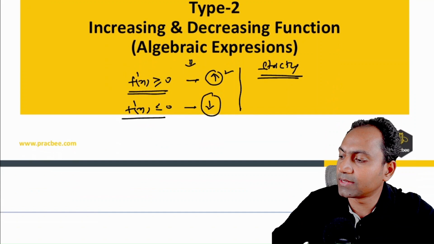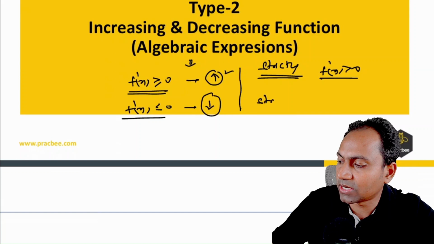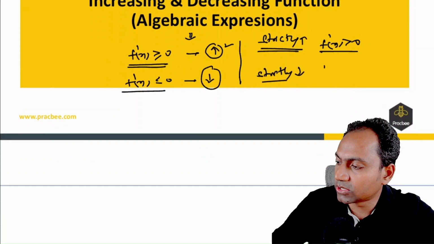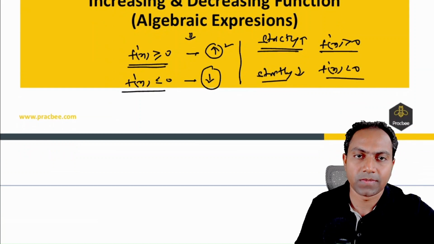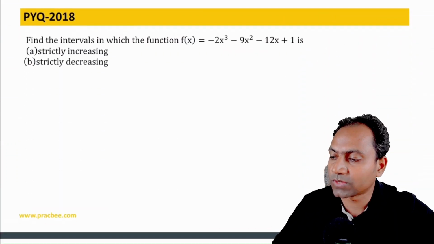So strictly increasing would mean the condition will change slightly. We will write f dash of x is greater than 0. And if they say strictly decreasing, in that case, the condition will become f dash of x is smaller than 0. The equal to part will go away. So this is the only theory that we need to know for this. Now let us see what kind of question was asked in 2018.